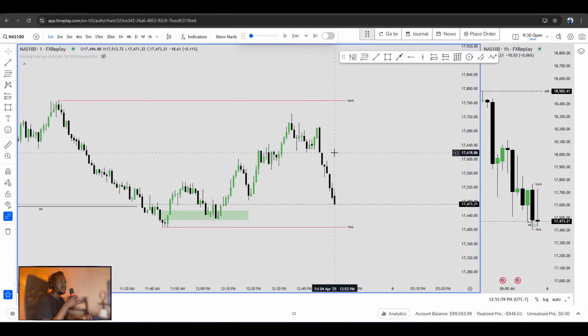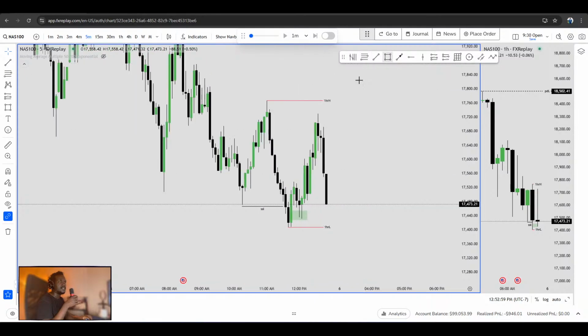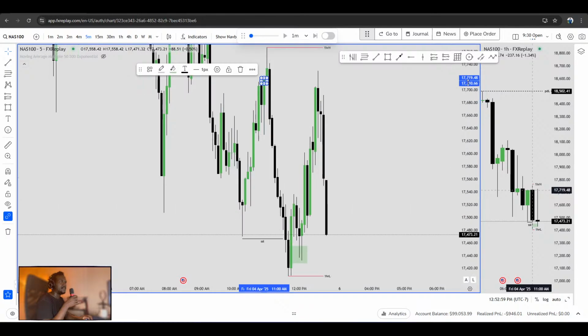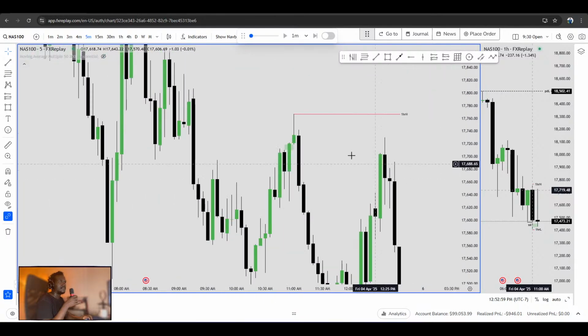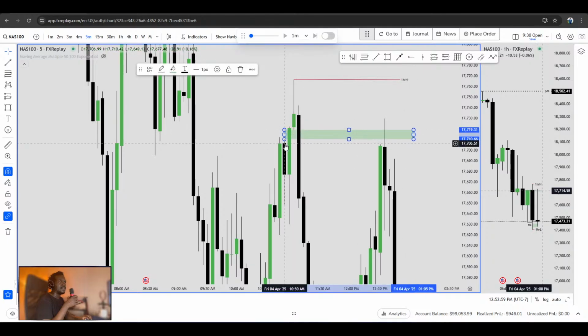And what time is it? 12:52, just reverses down without taking that high. I wonder if there's a 5-minute anything. This is why I really look at that. Is that another BPR over there? Ooh, okay. So that high to that low, we trade up and down, and that becomes a nice support and resistance area.